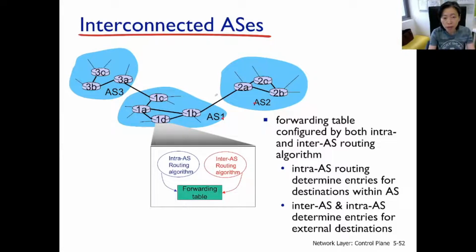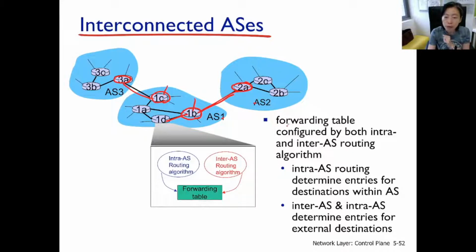Now, AS1, 2, 3 each could run its own intra-AS routing, okay? But you see, 1B and 1C. Both of these routers have links internally as well as externally. So 1B and 1C are the gateway routers, just like 2A for AS2 is one of the gateway routers. 3A for AS3 is one of the gateway routers. And inter-AS routing is running in between. 1B, 2A, 1C, 3A, and so on and so forth.